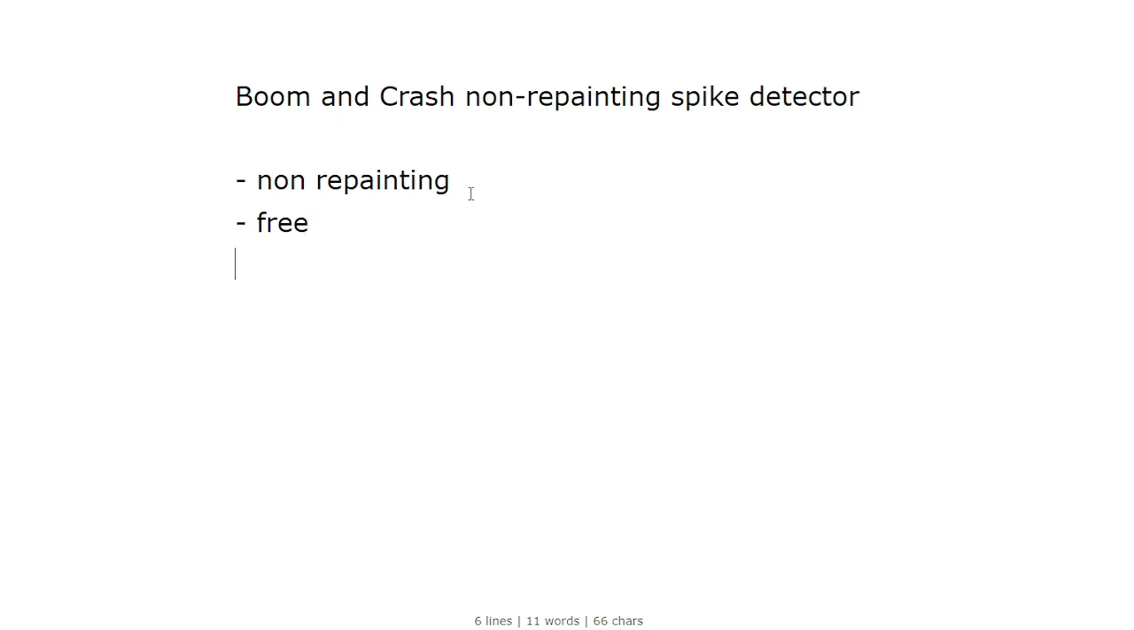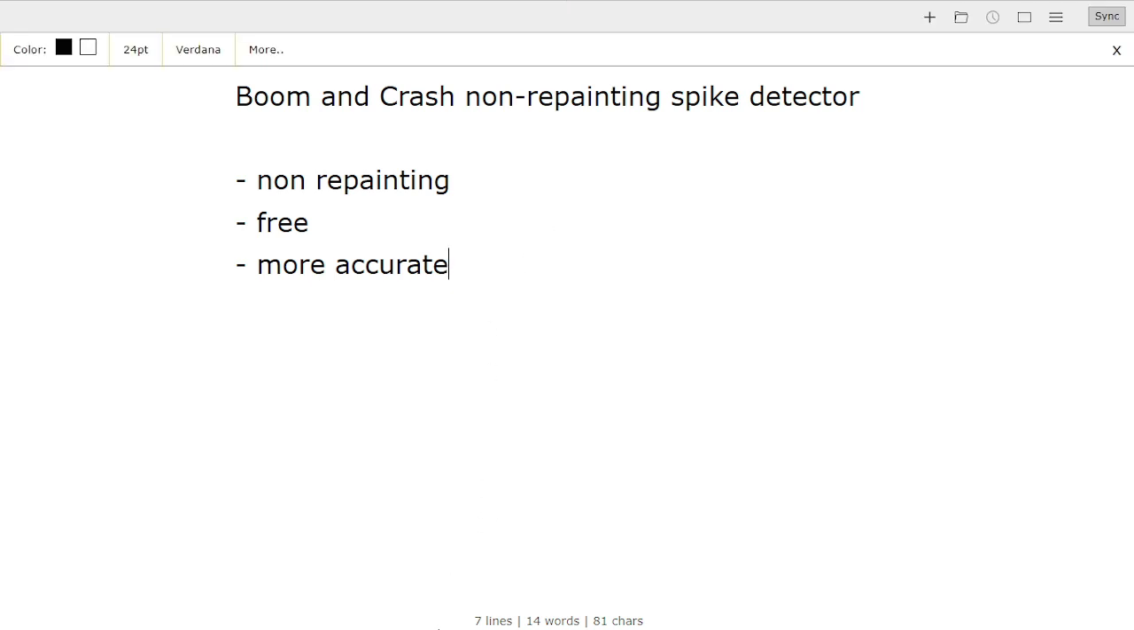The other feature it has is that it is more accurate than other existing spike detectors, including the ones I've posted before. So if you really want to improve your trading earnings, you should definitely watch this video to the end. It's going to be worth it, so that you can find out how you can use it effectively to catch spikes consistently. Let me just open my MetaTrader 5 and get started.